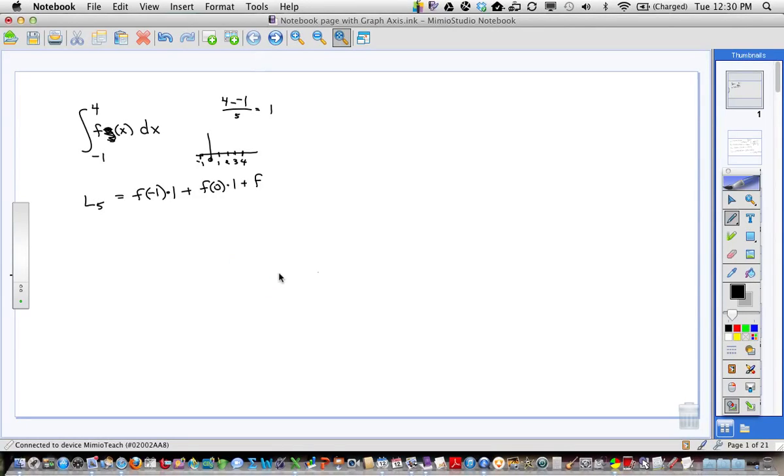Okay, so first left is f of negative 1 times the width of 1. Second left is f of 0 times 1. Next one is f of 1 times 1 plus f of 2 times 1 plus f of... Now, how do I know when to stop?